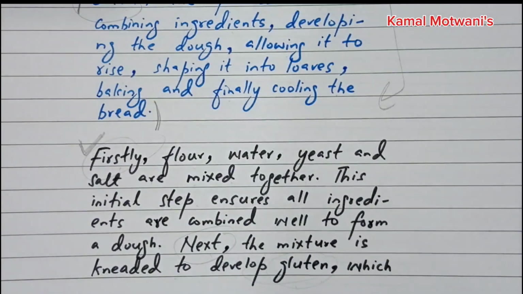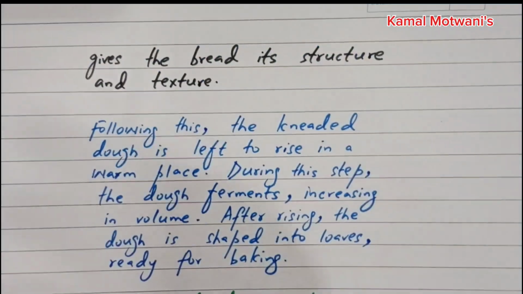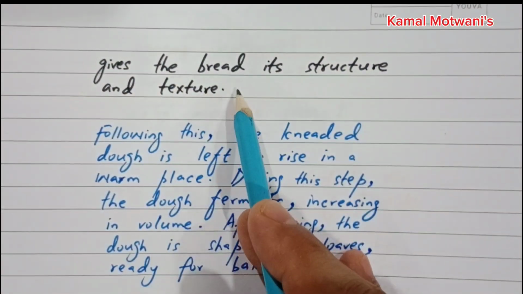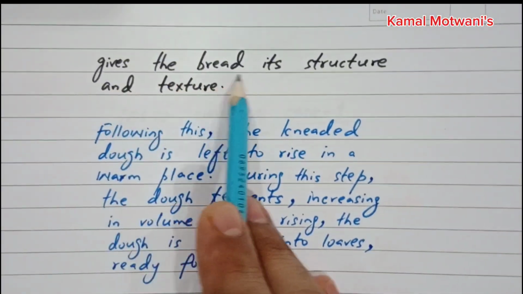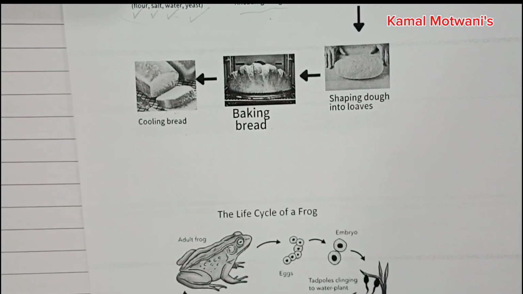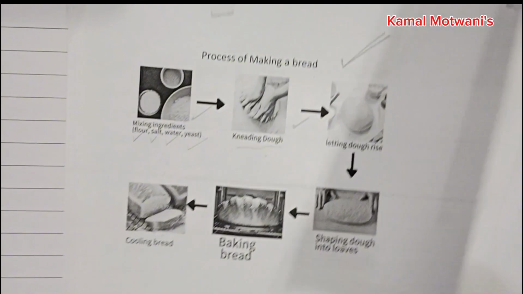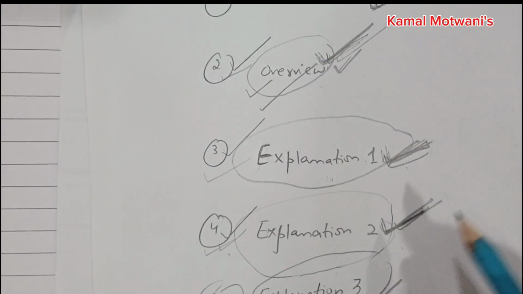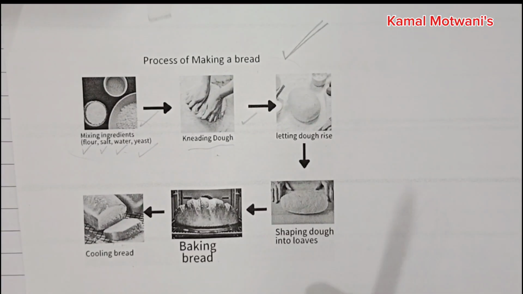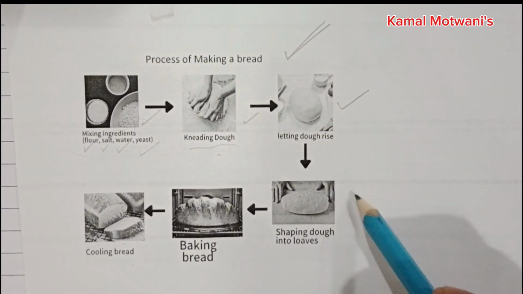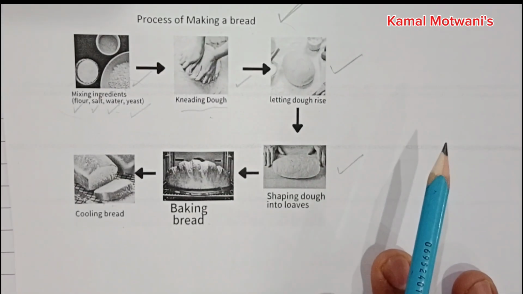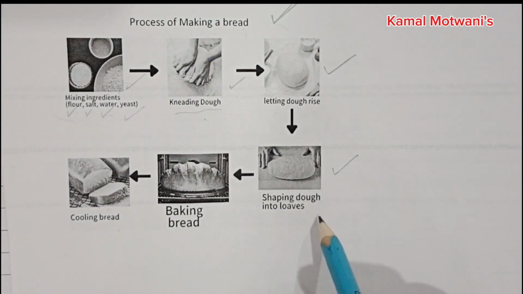Okay, so let's read ahead. Which gives the bread its structure and texture. Now this is the gluten that gives the bread its structure and texture. Okay, after that, in the fourth paragraph pertaining to explanation 2, I have written the explanation of the third step and fourth step. What is the third step? It is letting the dough rise, and the fourth step is shaping the dough into loaves.